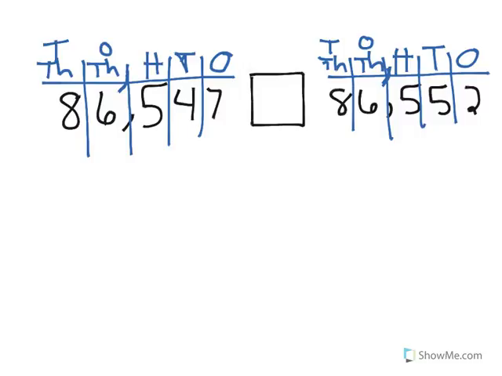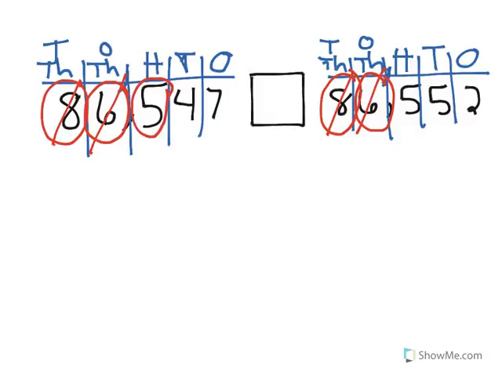Both of my numbers go to the same place value. Both of them go up to the 10,000s, and so that's where I'm going to start. I have an 8 here in the 10,000s and an 8 here in the 10,000s. Since they're the same, I can't compare. I go to the next place value. The 1,000s, I have a 6 here and a 6 here. I still can't compare because they're the same. So then I go to my next place value, the hundreds. I have a 5 here and a 5 here. They're still the same. I'm still not going to be able to compare.